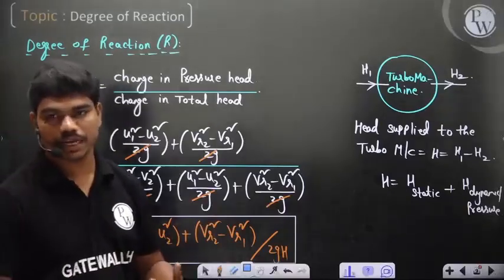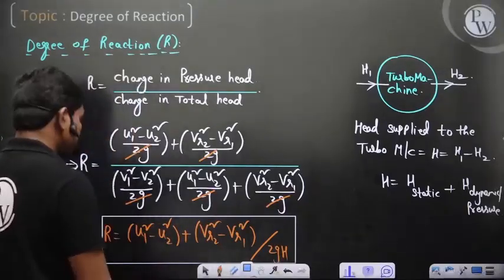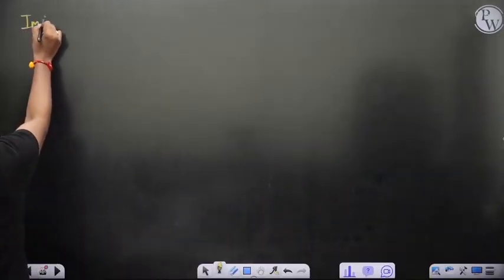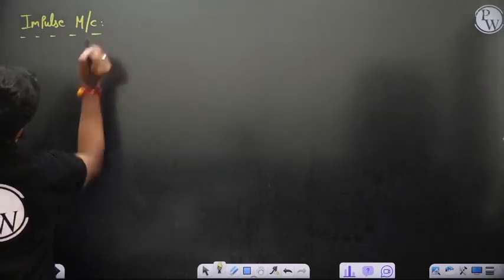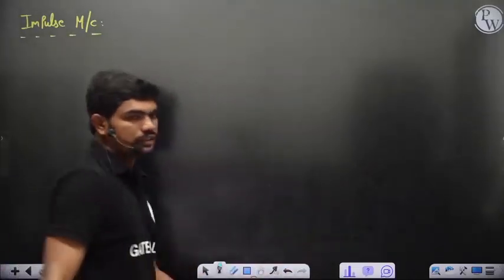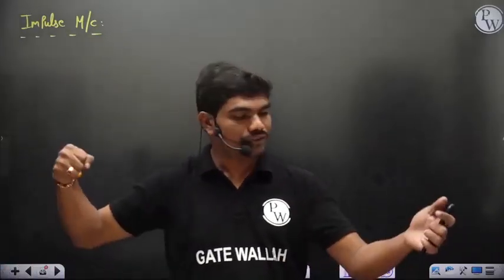Okay, so let's check what happens in impulse machines. We'll classify again. In case of an impulse machine, you know impulse, what is an impulse? Exerting force for a short time. Okay, so that's called an impulse basically.